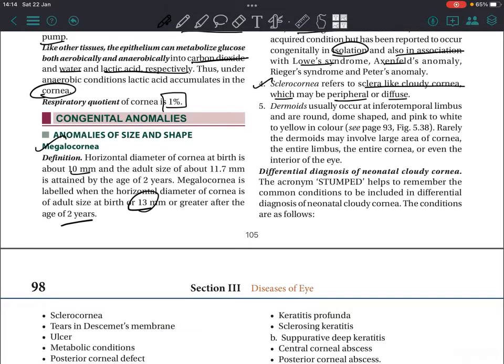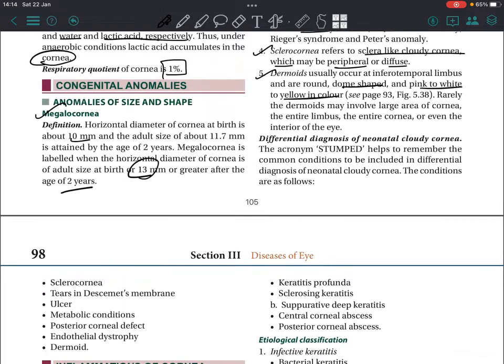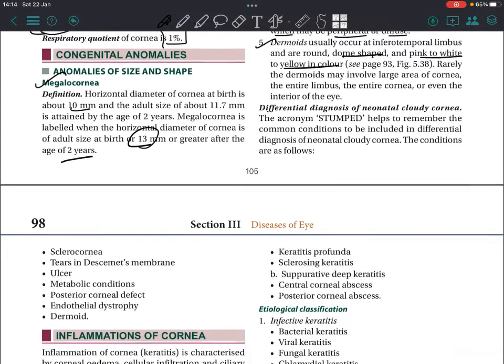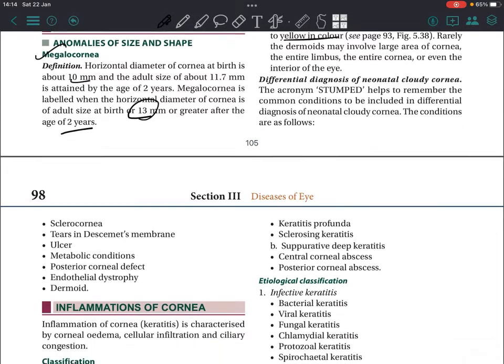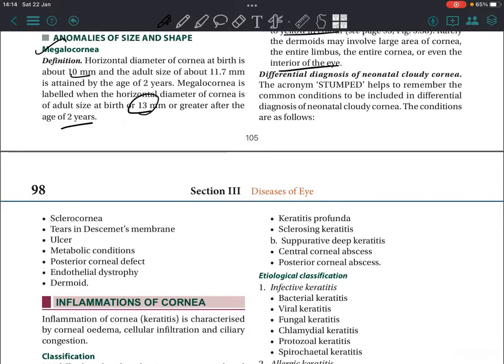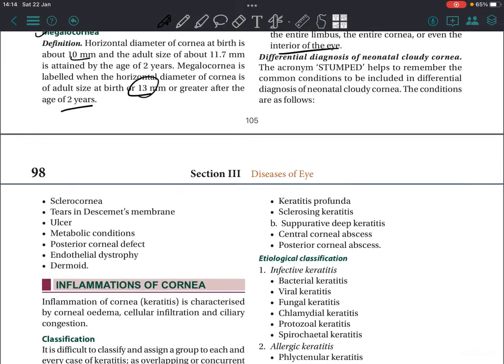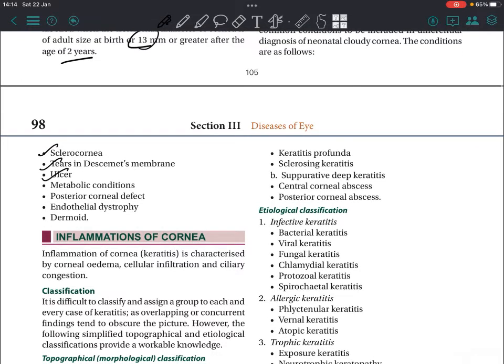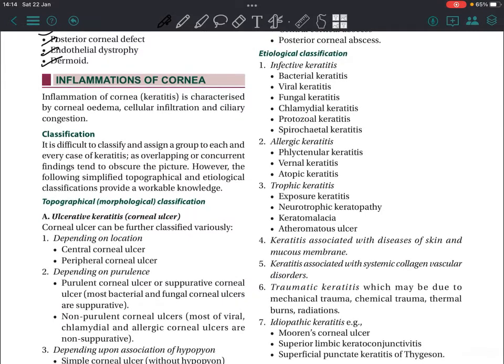Dermoids usually occur at the inferotemporal limbus and are round, dome-shaped, and pink to white to yellow in color. Rarely, dermoids may involve a large area of the cornea, the entire limbus and the entire cornea, or even the interior of the eye. Differential diagnosis of neonatal cloudy cornea, acronym STUMPED: sclerocornea, tear in Descemet membrane, ulcer, metabolic conditions, posterior corneal defect, endothelial dystrophy, dermoid.